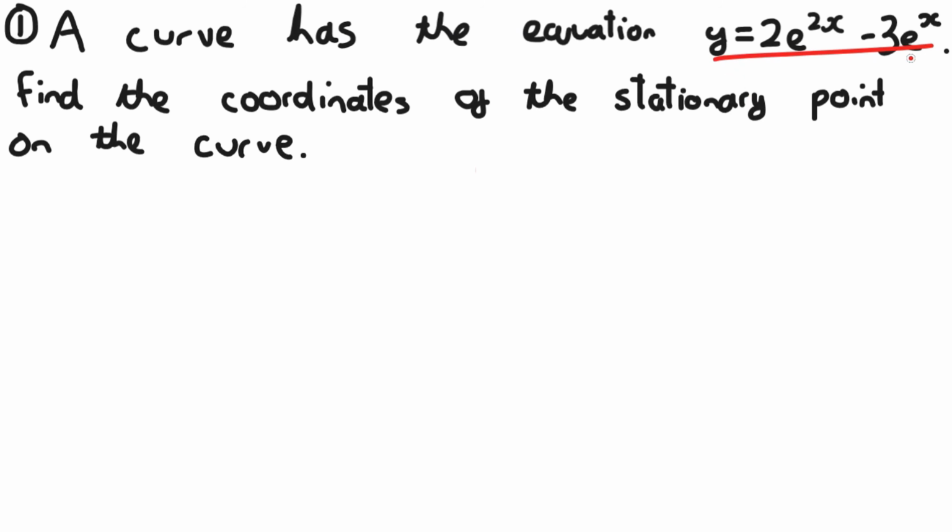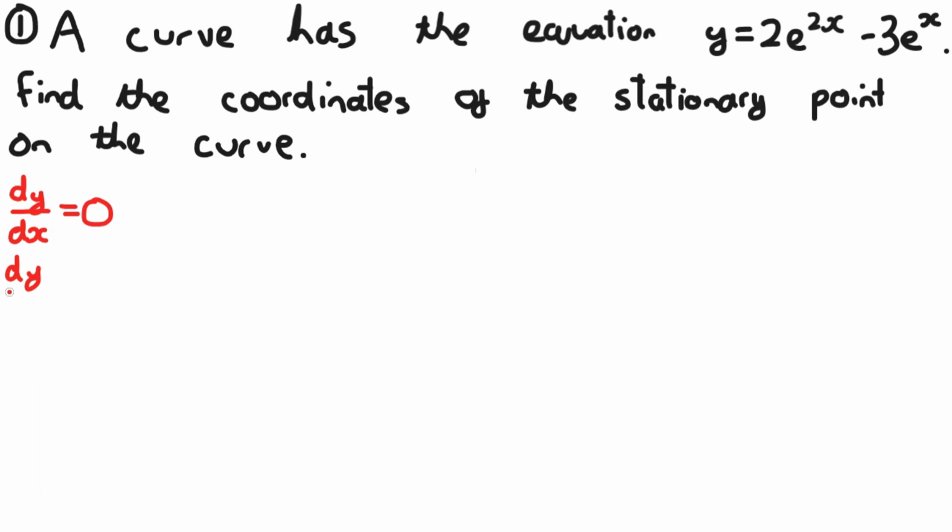So for question 1, we're told about this curve here, and we need to find the coordinates of the stationary point on the curve. Now we talked about this in year 1 in the second order derivatives video. A stationary point exists when dy over dx is equal to 0. So we need to find dy over dx and then equal it to 0 and find the x values for which dy over dx is equal to 0.